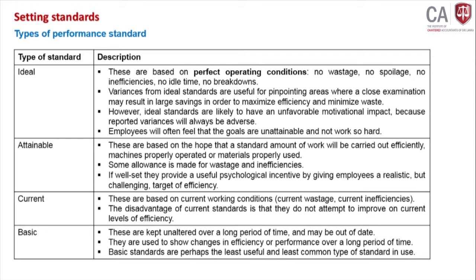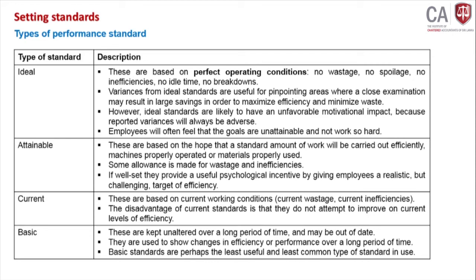To produce 1 unit of joy, it requires 4 hours. That's the ideal. It requires 4 liters of raw material B. That's the ideal situation. These are based on perfect operating conditions. No wastage, no spoilage, no inefficiencies, no idle time, no breakdown. No allowances are made, not even for breakdowns. No 10% normal loss on the 4 liters. No tolerances, no wastage.